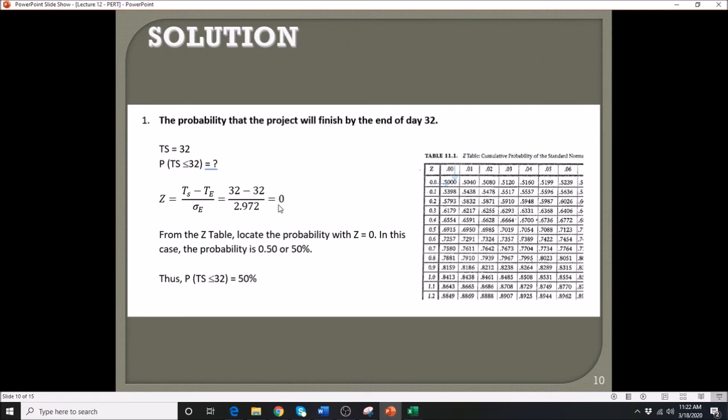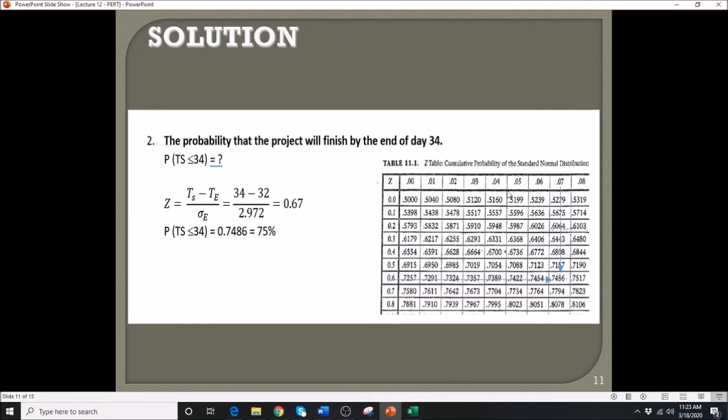Alright, so for this particular problem, problem number 1, 0 is your Z. Where is the 0? That is here, the first row and the first column. And what is the probability? That is 0.5, a decimal value, equivalent to 50%. So therefore, the probability that we'll be able to finish in less than or equal to 32 days is 50%. Alright, so as we move on, I'm going to illustrate further how you use the Z table.